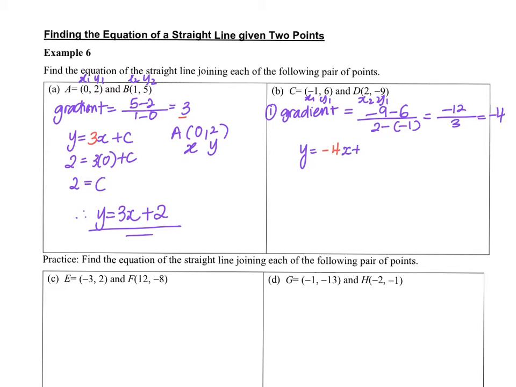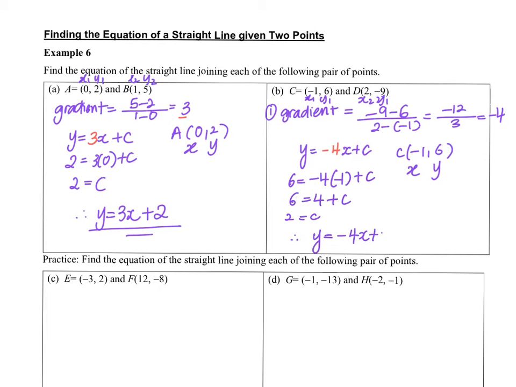So the gradient is negative 4, that means y equals negative 4x plus c. I can choose any point to use, so either point C or point D on this straight line. I'll choose C, negative 1, 6. So x will be negative 1, y will be 6. So 6 equals negative 4 times negative 1 plus c. So 6 equals 4 plus c. 6 minus 4, so c equals 2. Therefore, y equals negative 4x plus 2.